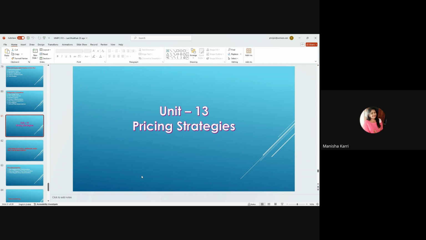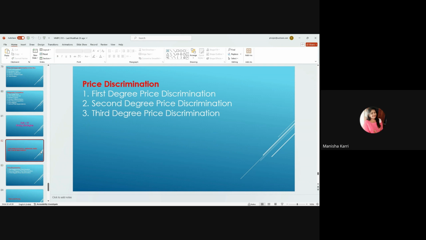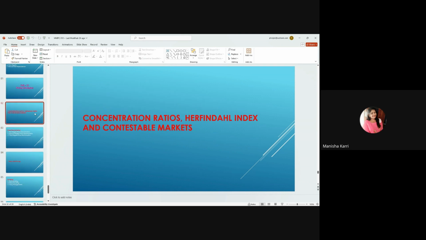And the last unit, the final unit, is pricing strategies. The first topic in pricing strategies is concentration ratios and the Herfindahl-Hirschman index, and contestable markets, which are all concepts in industrial organization and market structure analysis also.